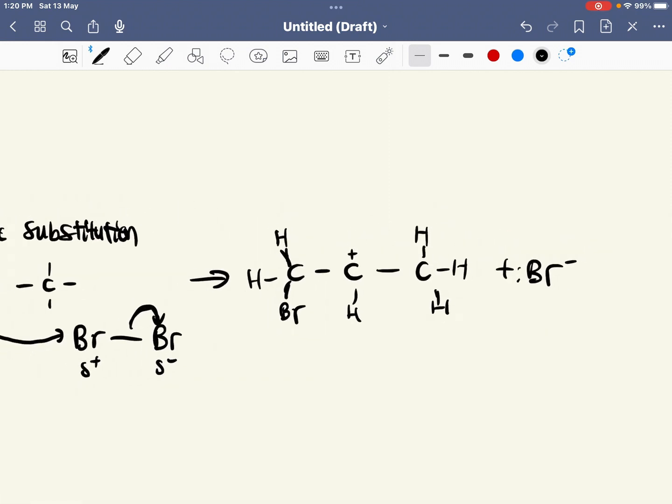Now you may ask, why is it on this carbon instead of this carbon that we have the positive charge, with the bromine atom attached to the other carbon? If you recall, there's a thing called Markovnikov's rule. The rule states that when electrophilic addition occurs in an unsymmetrical alkene, the major product of the reaction involves the formation of the more stable carbocation as the intermediate. That will form our major product. So we always want to illustrate what the major product is here.